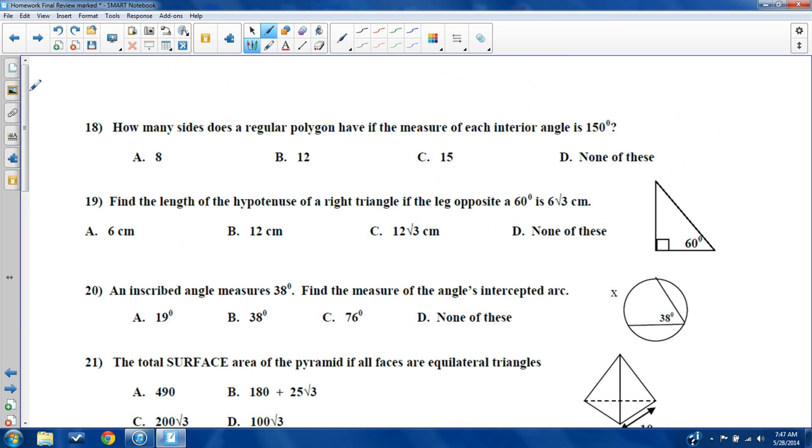Yeah, I'm on pace for a problem a minute. How many sides does a regular polygon have if the measure of each interior angle is 150 degrees?